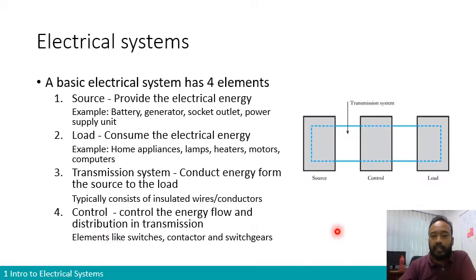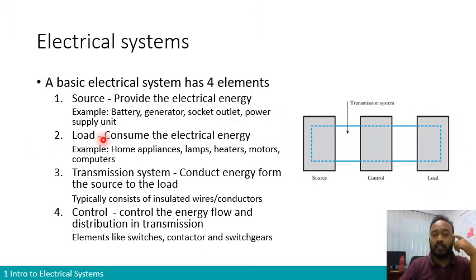So as we can see just now, we can separate an electrical system into four main elements. The first one is source. Source is where you provide or generate the energy. It could be a battery, generator, or socket outlet on your wall. So source is where energy comes from and is delivered. And then you have the load on the far right.